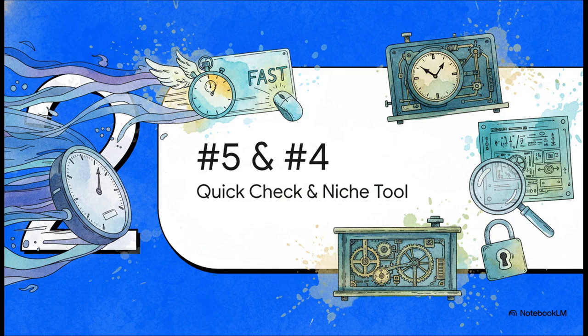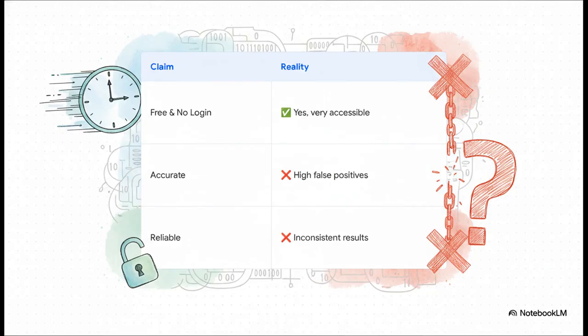Kicking off our list at number 5 and number 4, we've got 2 pretty different tools. One is all about speed and just getting a quick answer, while the other is more of a specialized assistant for a specific kind of person. Let's start with number 5. Coming in at number 5 is ZeroGPT. It's one of the most popular tools out there, and for good reason. It's incredibly fast, it's totally free, and you don't even have to sign up. It's a great choice for a quick, low-stakes check, but, and yeah, this is the big but, its performance in independent tests, well, it raises some serious red flags.